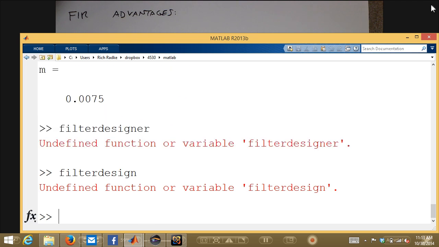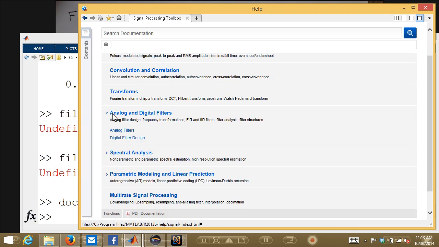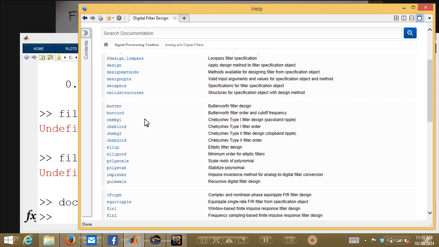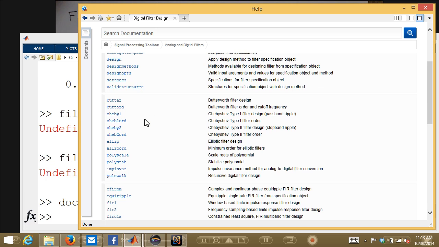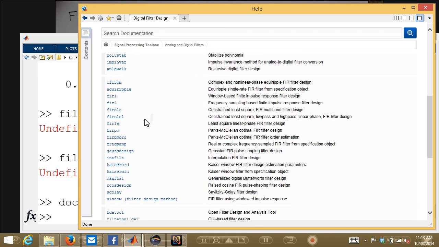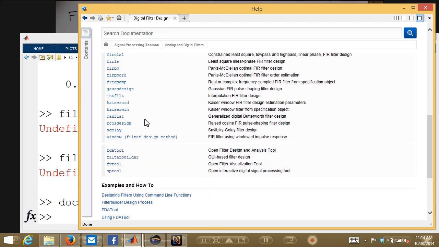Maybe Filter Design? Well, when in doubt, look at the help. So you can see here there's a whole section on analog and digital filters, digital filter design. And so here, these functions are all kind of stuff we were talking about, like Chebyshev 1, Chebyshev 2. Here are some FIR filters. I guess what I was talking about in the past couple of days were FIR1 and FIRPM. But then there are these guys here.